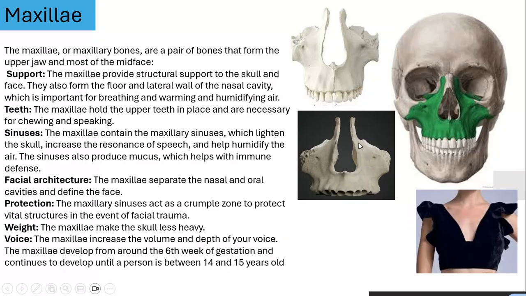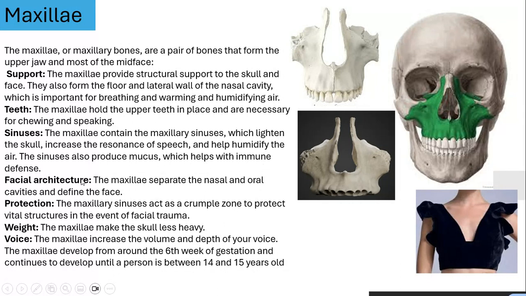Look at the maxilla here. It covers the whole face, right? It looks like a little blouse, like a top. Teeth. The maxilla hold the upper teeth in place and are necessary for chewing and speaking. Sinuses, right? Maxilla contain maxillary sinuses, which lighten the skull, increase the resonance of speech, and help humidify the air. The sinuses also produce mucus, which helps with the immune defense.